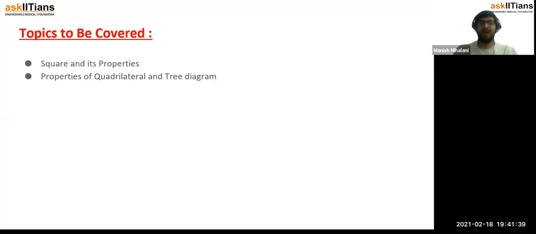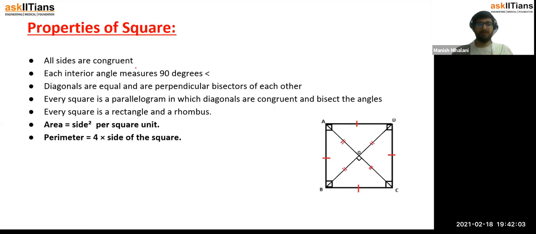In today's class, we would be talking about first the square and its properties in a detailed manner, and apart from that, we would also be learning a tree diagram and properties of quadrilaterals, summed up together. All right, this is what we will be concluding the chapter with today. So let's begin without wasting any more time. Let's begin with properties of square.